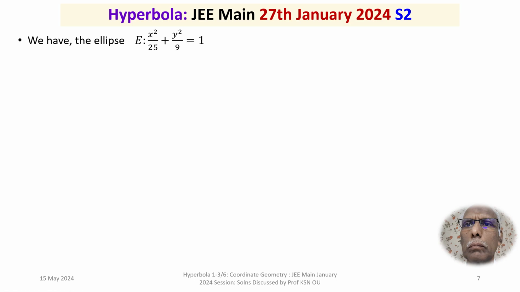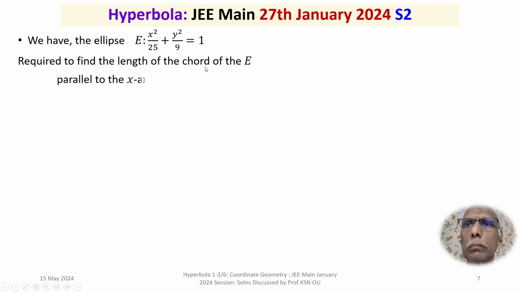Now we have the ellipse x square by 25 plus y square by 9 is equal to 1. What is to be found? Required to find the length of the chord of this ellipse parallel to x-axis passing through (0, 2).